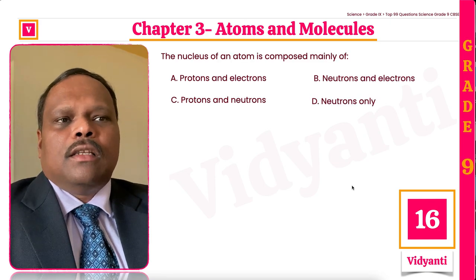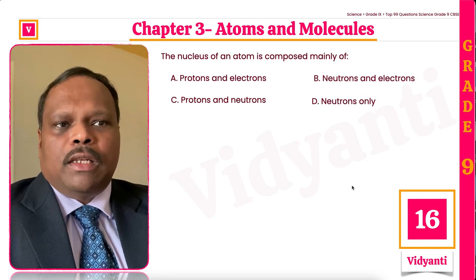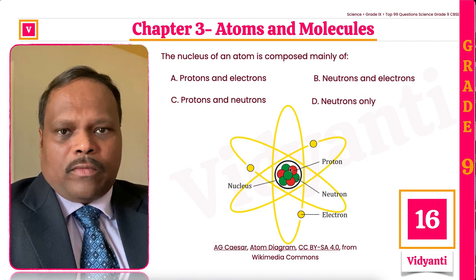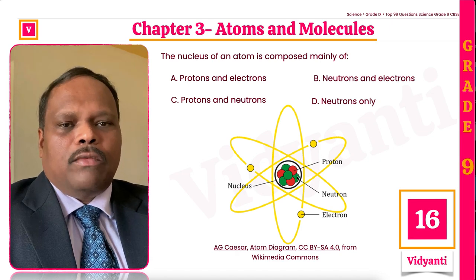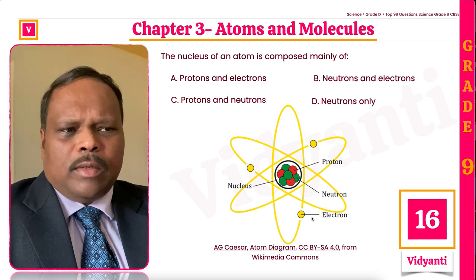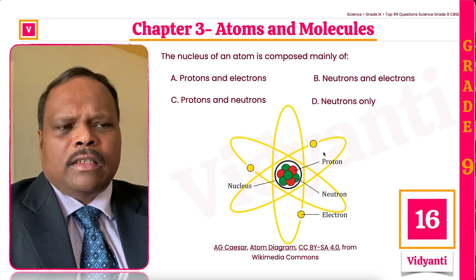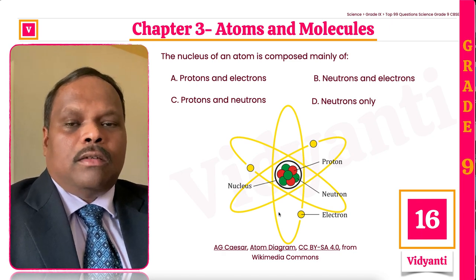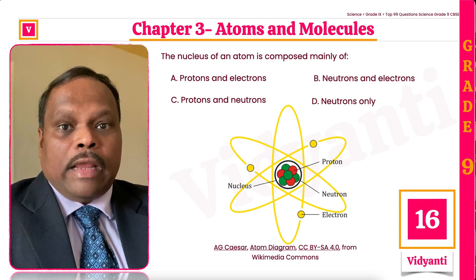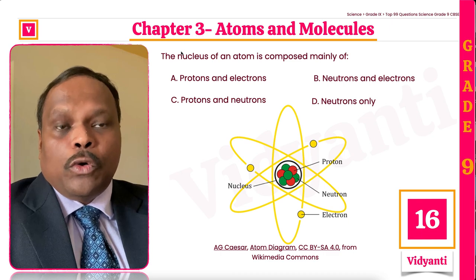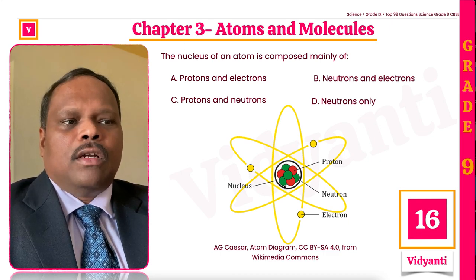Question number 16, the nucleus of an atom is composed mainly of, well, let's see the diagram. At the center of an atom, which is the nucleus, we will have protons and neutrons densely packed. There will be a lot of empty space, and then electrons will be orbiting around the nucleus, and this is how the modern model of an atom has been proposed. So the nucleus, which is the center, will have protons and neutrons. So the correct option will be C.